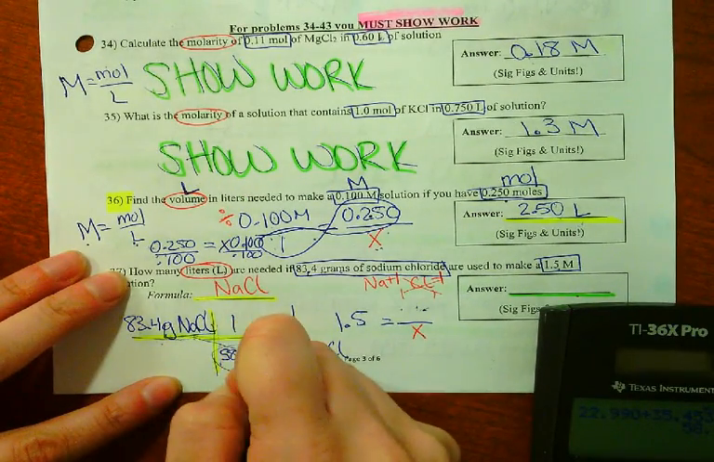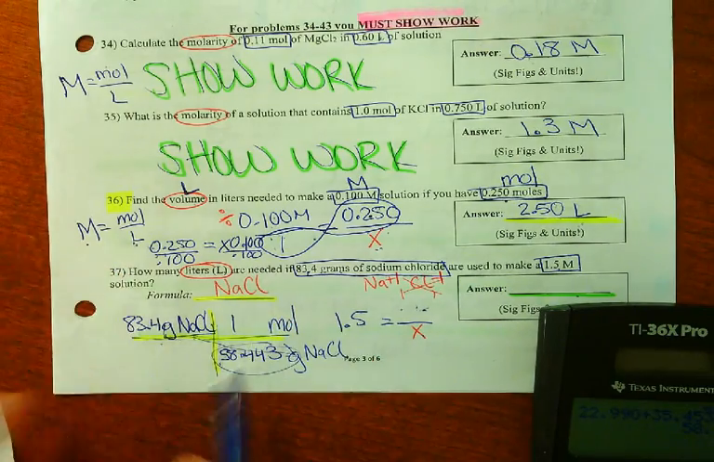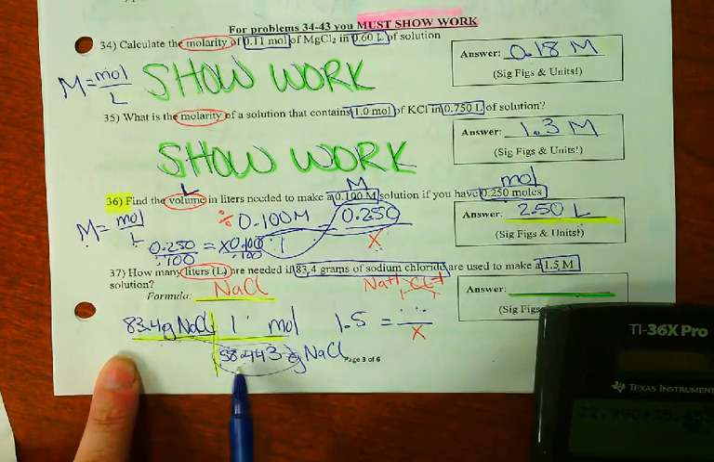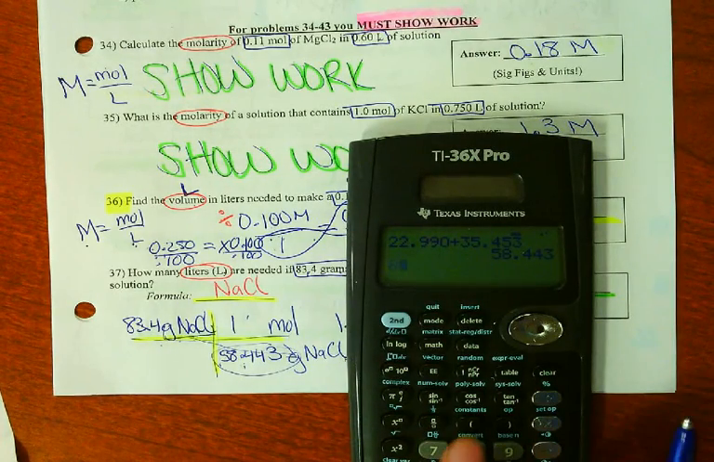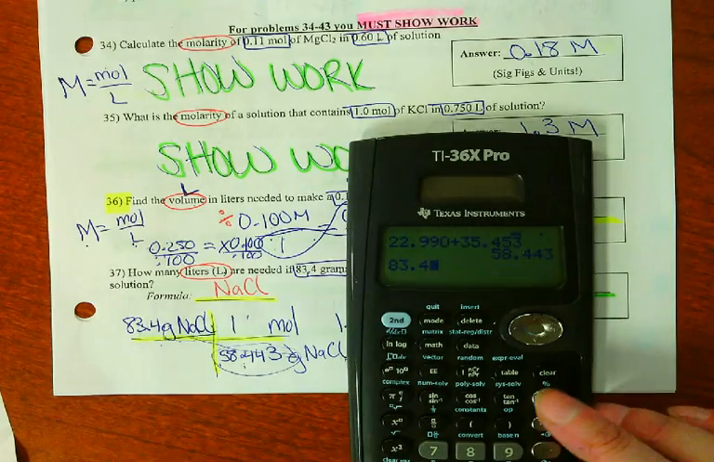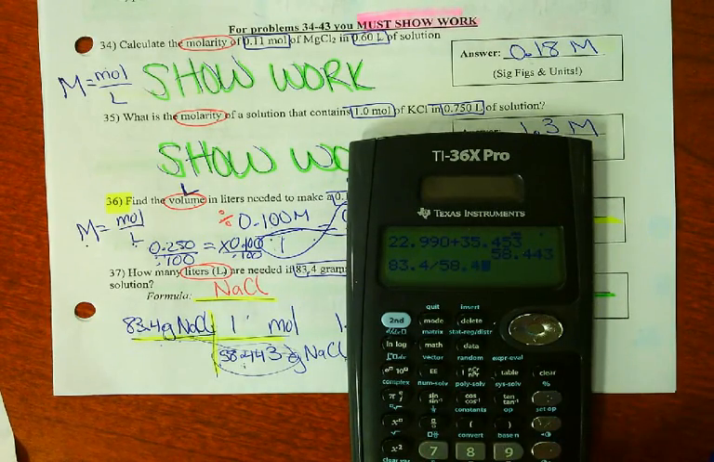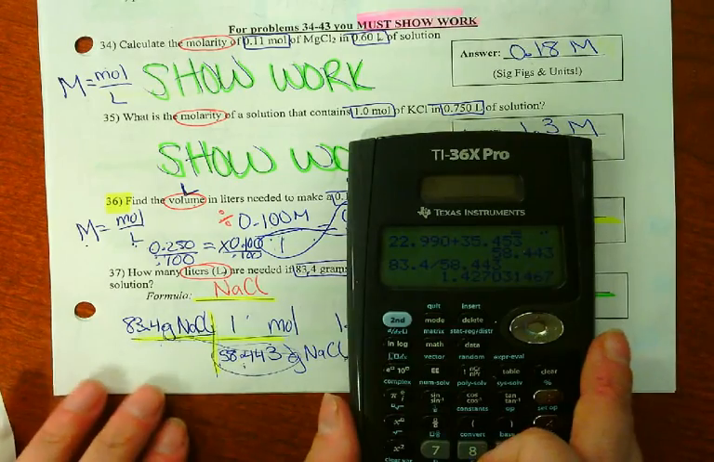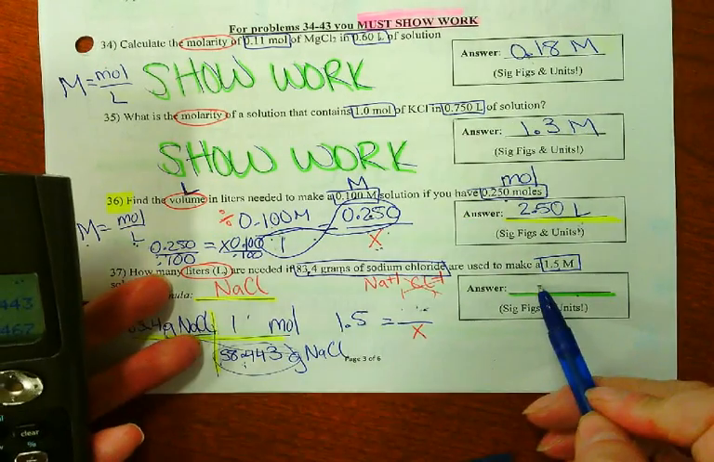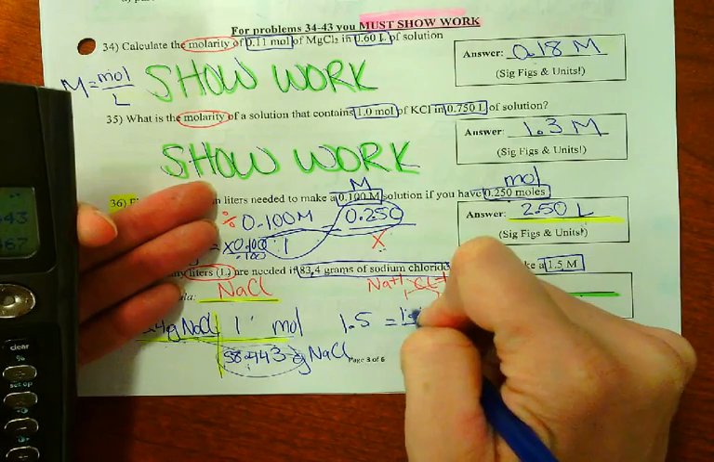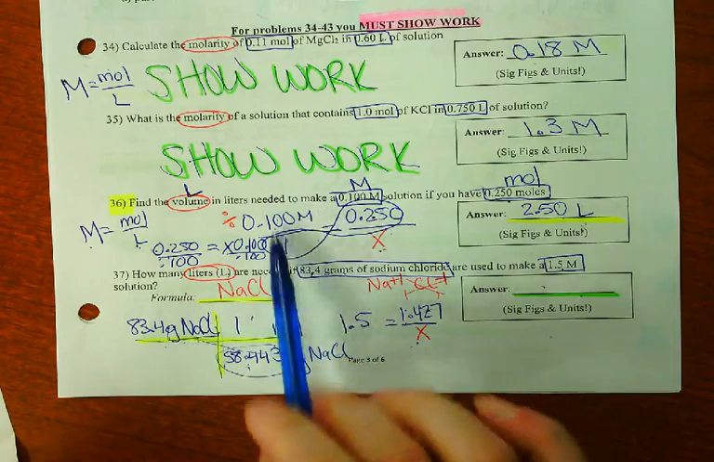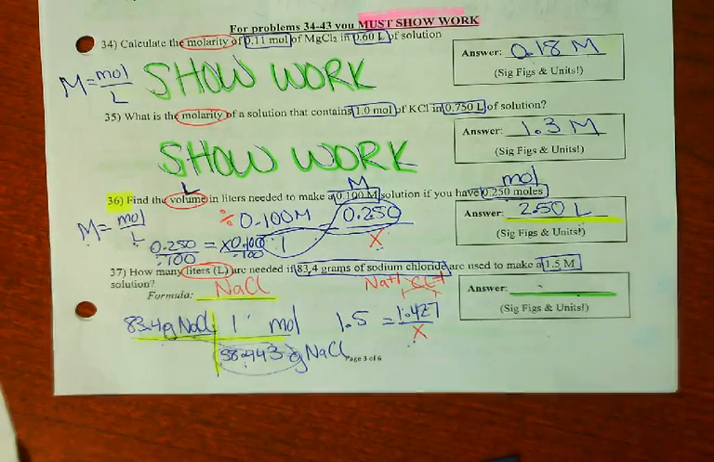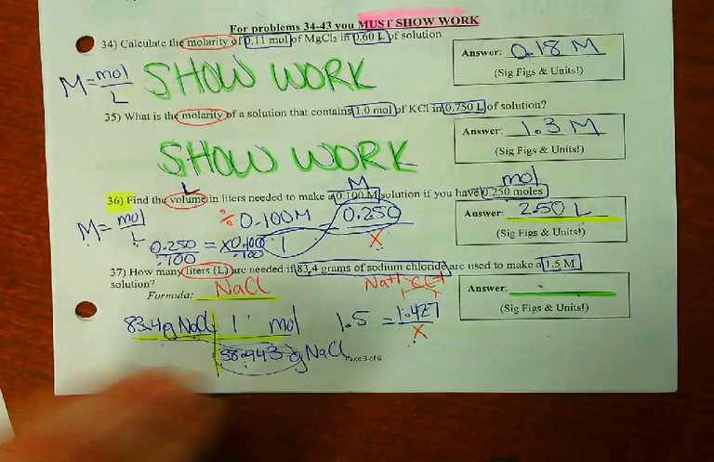That's what we're putting here, 58.443. This times 1 divided by the bottom, right? So 83.4 times 1, which doesn't change, divided by 58.443 equals 1.427 moles. That's not my answer. That's my moles, 1.427. And now I can solve for X the same way I did my algebra up here. So finish that problem on your own. Let's go ahead and turn it over. Page 4's got a little bit more math.